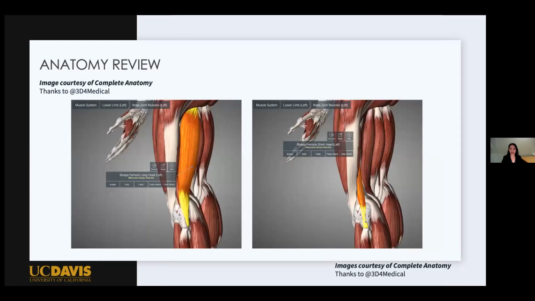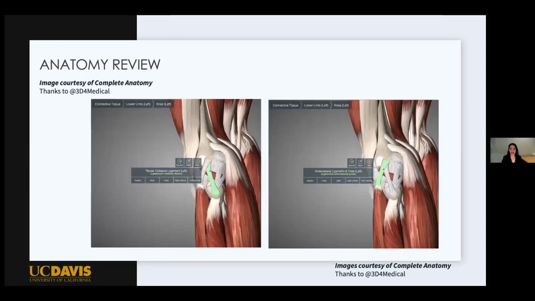The biceps femoris muscle includes both the long and short head, which insert onto the head of the fibula, as well as the lateral condyle of the tibia. The lateral collateral ligament originates from the lateral femur and extends over the popliteus to insert on the lateral aspect of the fibula. On the right is the anterolateral ligament, which connects the anterolateral tibia with the femur.